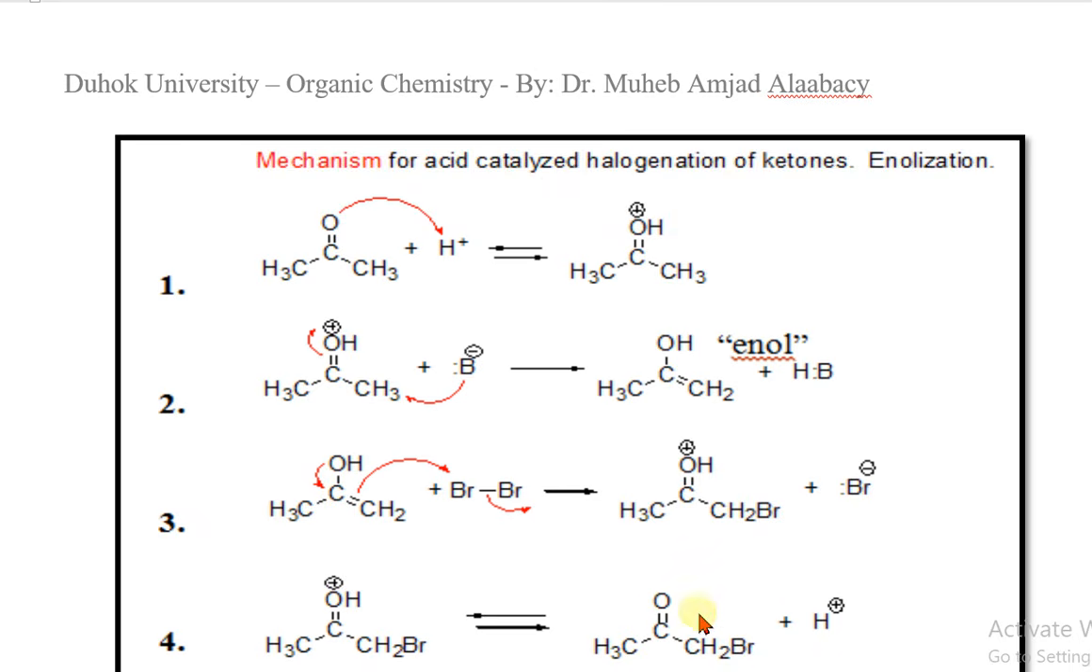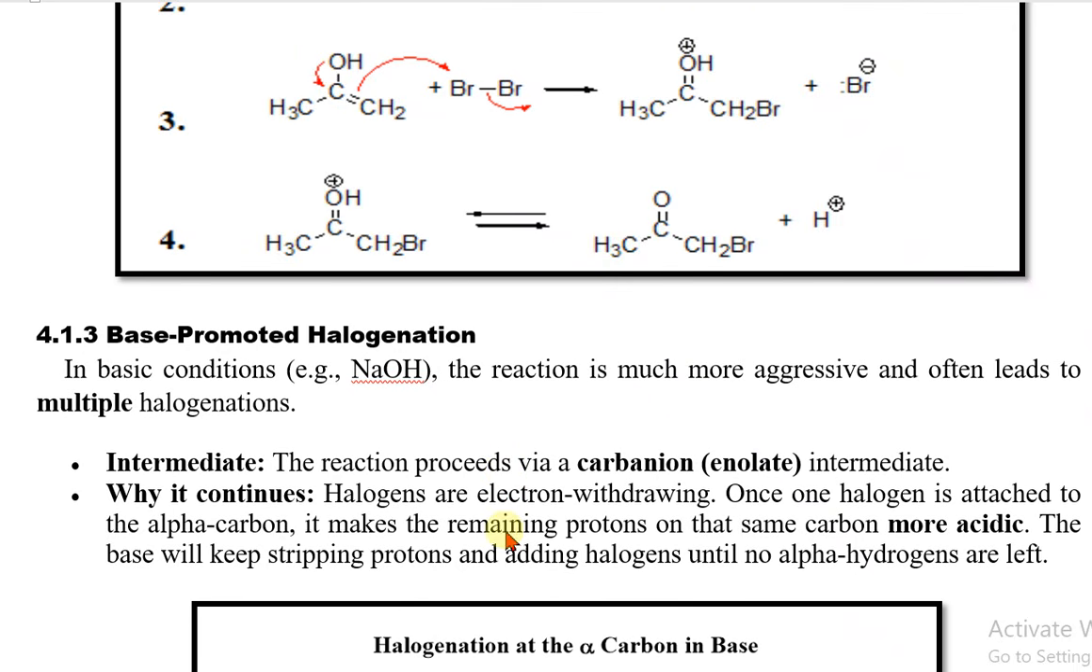So this molecule cannot enter the acidification again. This shape of electron cannot take this proton again, and cannot repeat all the steps again, and it will be stopped here.